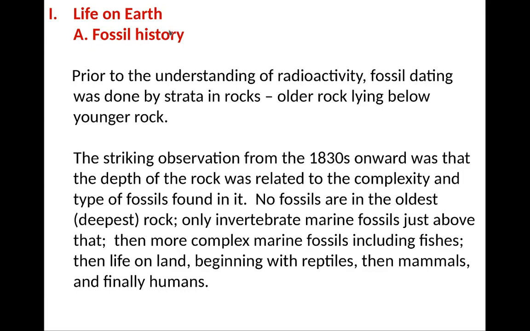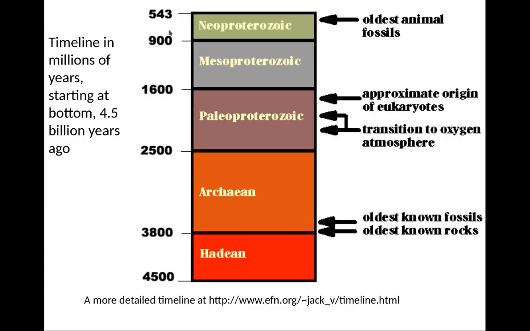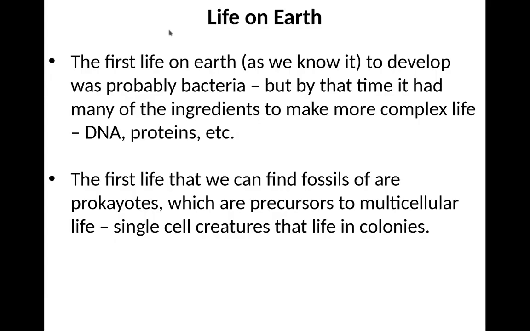A striking observation from the 1830s onward was that the depth of the rock was related to the complexity and type of fossil found in it. In the deepest strata and oldest rocks, no fossils are found, only invertebrate marine fossils just above. Then come more complex marine fossils, including fishes, then life on land, reptiles and then mammals, and finally humans. So basically, life on Earth goes from simple to more complex to the most complex things, starting from the bottom about 4.5 billion years ago.